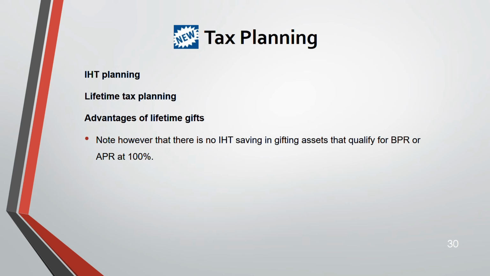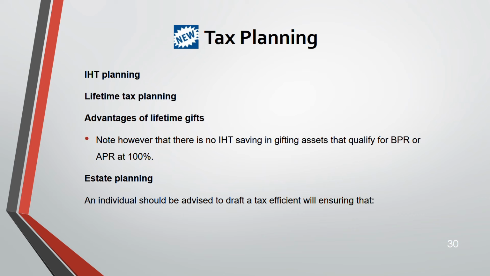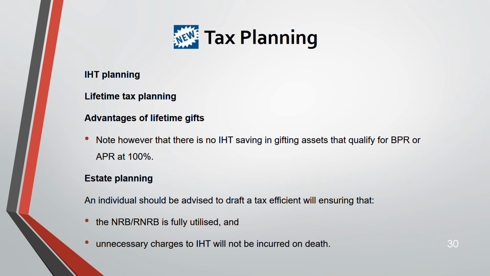Next, there are no IHT savings in gifting assets that qualify for BPR or APR at 100%. If you gift assets that qualify for BPR or APR at 100%, there is no IHT saving you can make. Now, estate planning. An individual should be advised to draft a tax efficient will, ensuring that you utilize your nil rate band and residence nil rate band fully, and unnecessary charges to IHT will not be incurred on death. You have to plan your will in such a way.